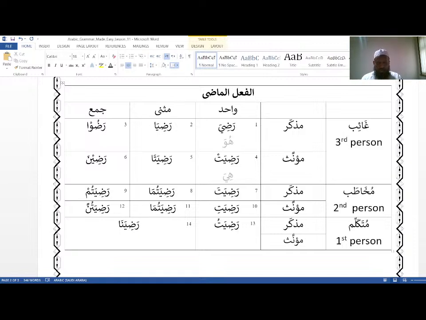Radina. Radiya, radiya, radu. Radiyat, radiyata, radina. Radita, radituma, raditum, raditi, radituma, raditunna, radi. Sorry, why I'm having all this, because I copied from this one. No, this is okay. Radiyat, radiyata, radina. From here: raditu, radituma, raditum, raditi, radituma, raditun, raditu, radina.